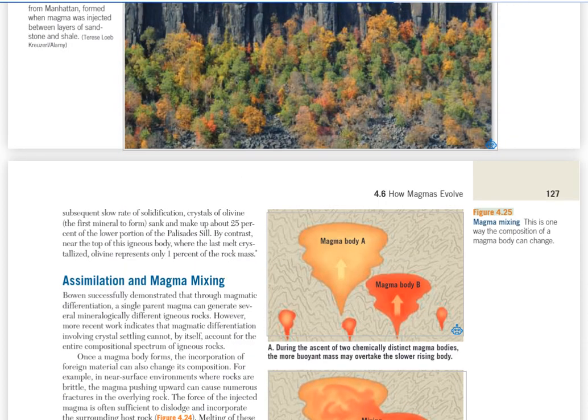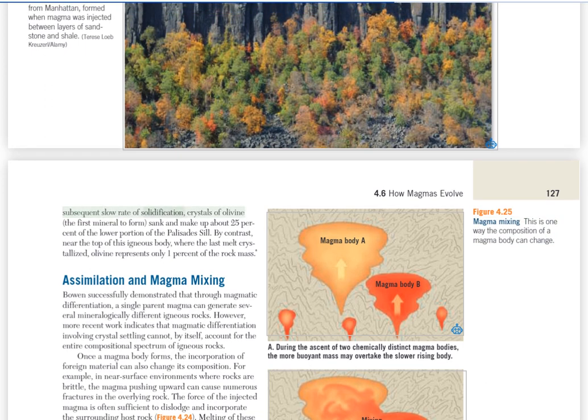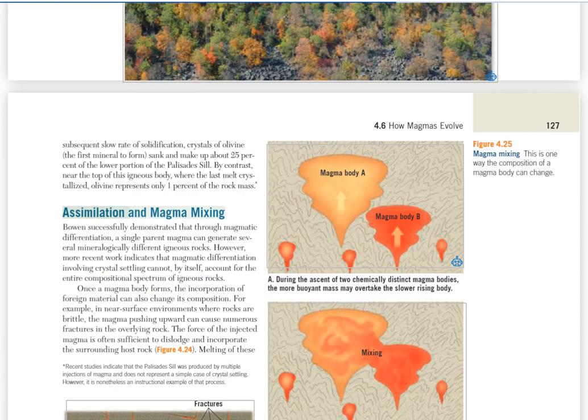Figure 4.25. Magma mixing. This is one way the composition of a magma body can change. Subsequent slow rate of solidification, crystals of olivine can make up about 25% of the lower portion of the Palisades Sill. By contrast, near the top of this igneous body, where the last melt crystallized, olivine represents only 1% of the rock mass. Assimilation and magma mixing.